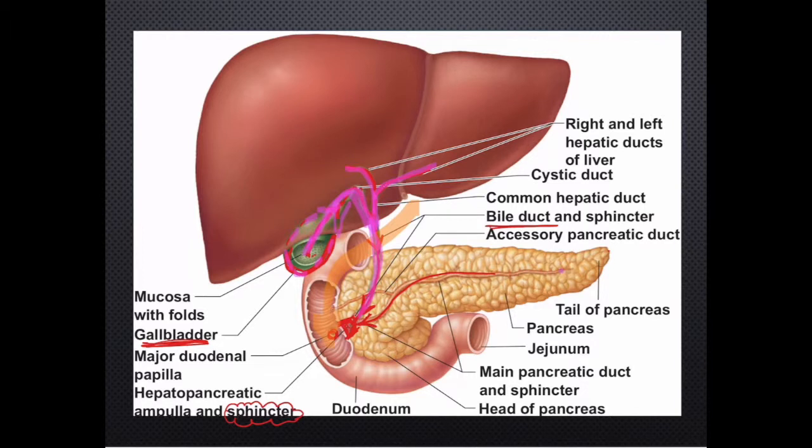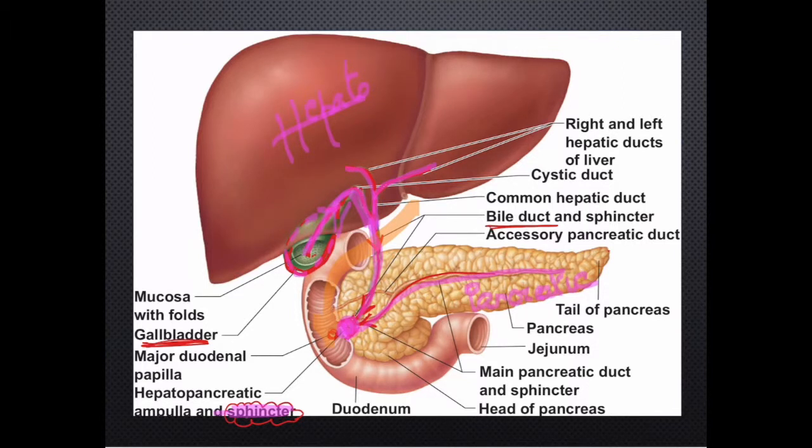Common bile duct with the main pancreatic duct will form the hepatopancreatic ampulla. Hepatopancreatic ampulla will be guarded by a sphincter. We call the sphincter on here the hepatopancreatic sphincter. Right, this is one of the most important diagrams in this chapter. Highly important. We're going to see it another time when we check the atlas in a second.